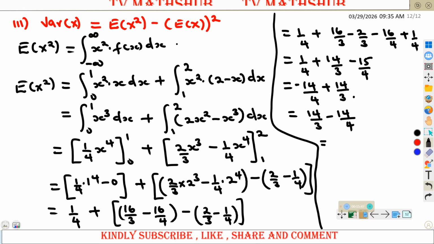So that should be able to give us the expectation of x squared. So we have 14 over 3 minus 14 over 4. So that will give us 7 over 6. So therefore, the expectation of x squared is 7 over 6. So having got that, next we shall talk about the variance.